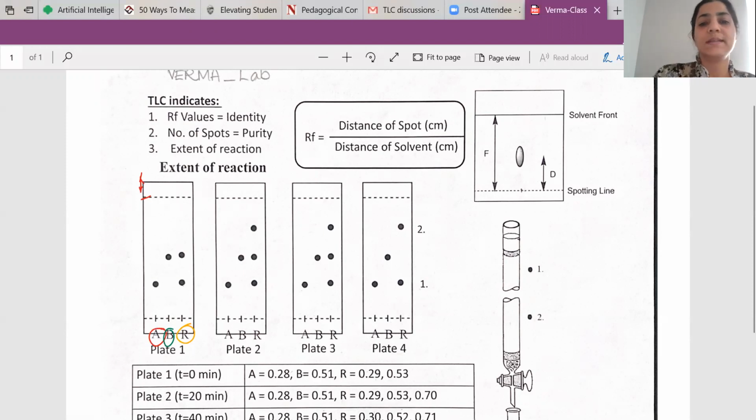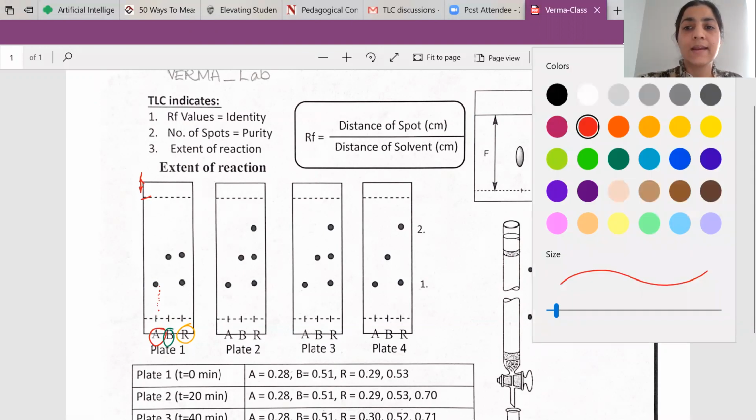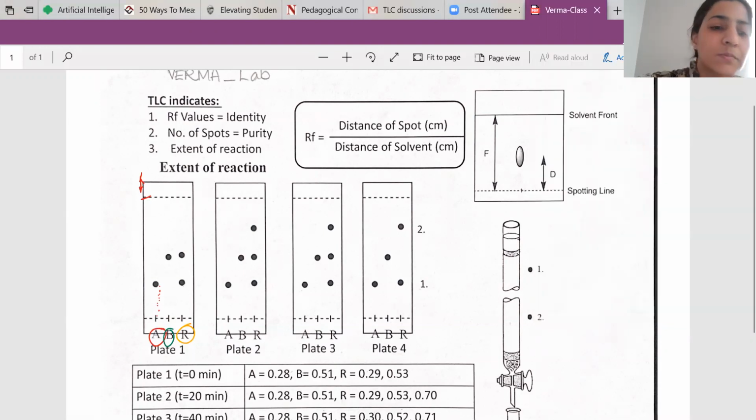What do these spots indicate? It indicates that compound A rose in its own lane and ended up here. Compound B rose in its own lane and ended up here. Whereas the reaction mixture has these two spots.